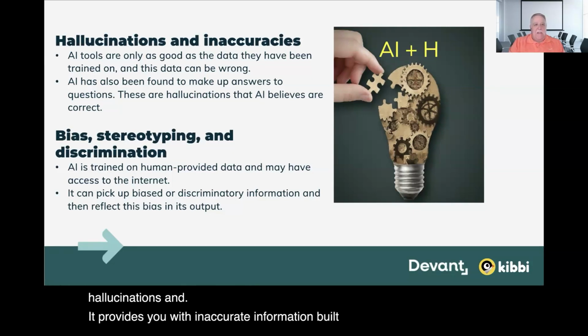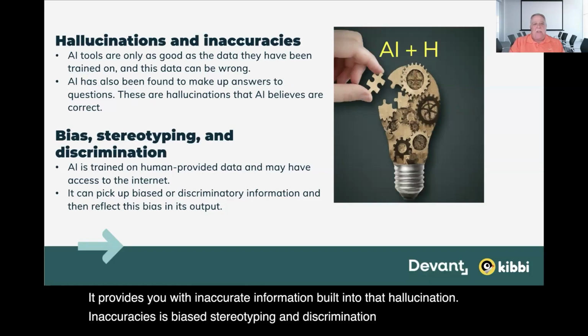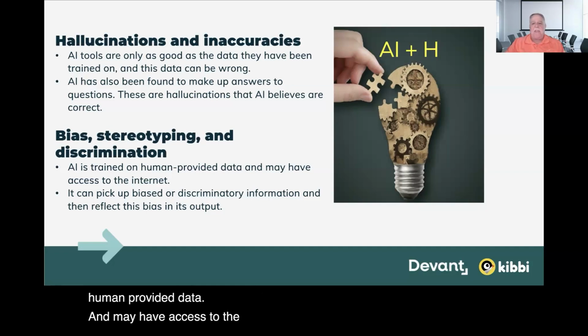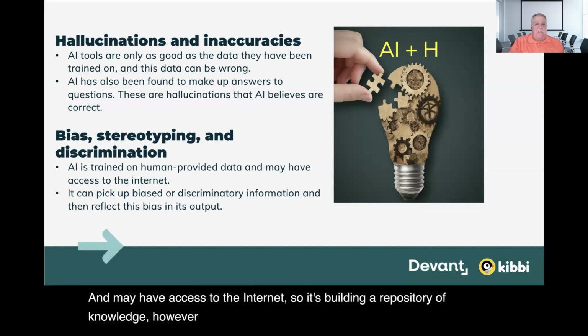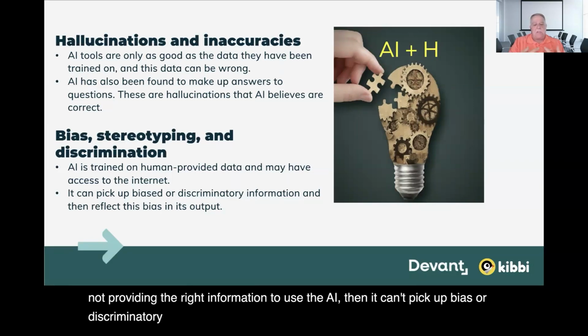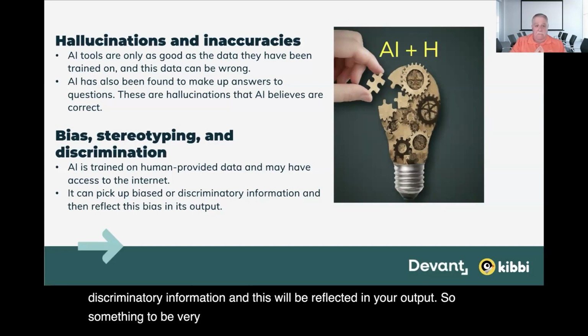Built into that hallucination and inaccuracies is bias, stereotyping, and discrimination. So AI is trained on human provided data and may have access to the internet. So it's building a repository of knowledge. However, if the AI tool has not been trained properly, and you're not providing the right information to use the AI, then it can pick up biased or discriminatory information, and this will be reflected in your output. So something to be very well aware of.